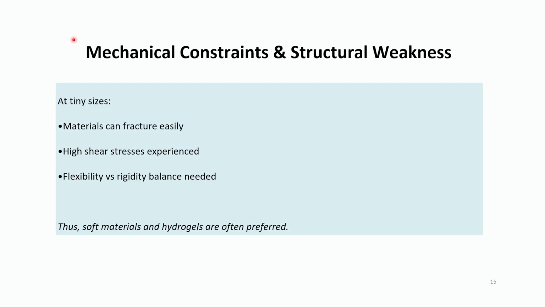Mechanical constraints and structural weaknesses. At tiny sizes, materials can fracture easily, there are high shear stresses experienced, and a flexibility versus rigidity balance is needed. You need to design your material accordingly, whether it has to be flexible or rigid. Thus, soft materials and hydrogels are often preferred, because these materials will be more durable in varying environments.